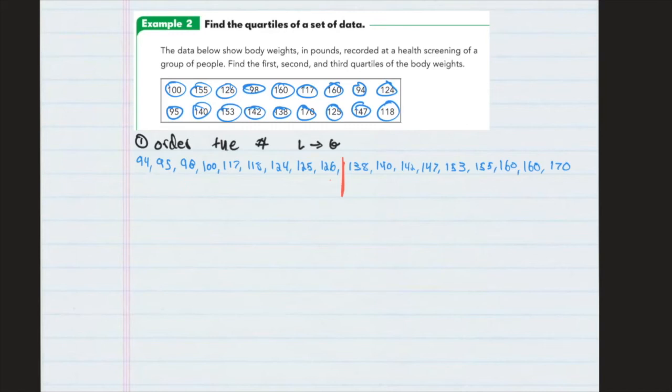So what I do is I take 126 and 138 and I find the mean between them. So 126 plus 138 divided by 2 is 132. That is my middle quartile. And if I'm looking left to right, it's called quartile 2.